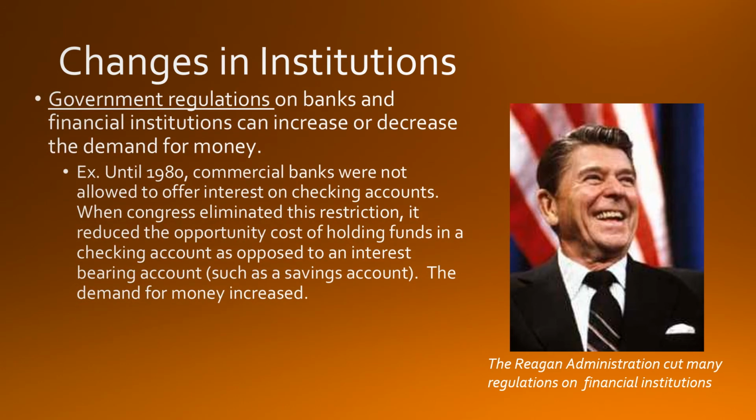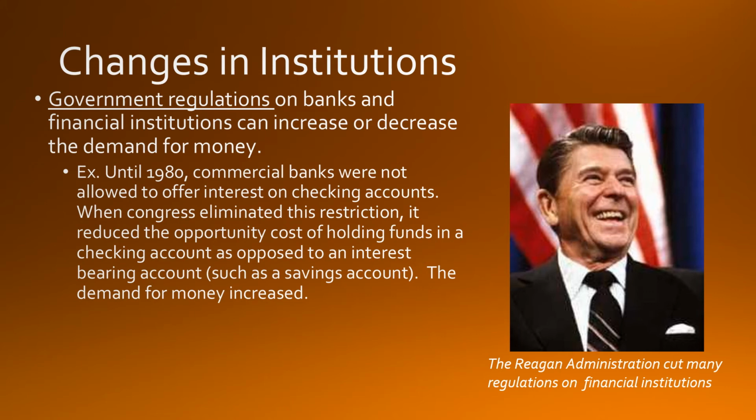Now, changes in institutions also can have a really big impact on money demand. For example, government regulations on banks. Back in the 1960s and 70s, commercial banks weren't allowed to offer interest on checking accounts. That was forbidden. It was a big time no-no. But Congress eliminated that restriction in the 80s, and that basically reduced the opportunity cost of holding cash in a checking account. So in other words, instead of having your money in a savings account, which is relatively illiquid, you could put your money into a checking account, which is liquid, and also still earn interest.